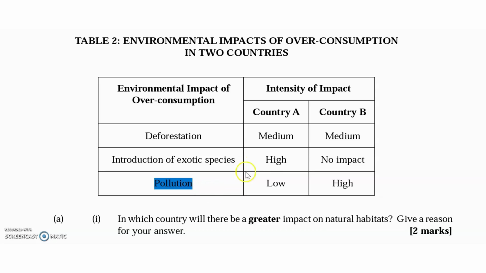Now, class, if we look at country A and country B, let us go down. We are seeing medium for country A, high, and also low. All of these do have an impact. All of the environmental parameters in this regard, that is deforestation, exotic species introduction, and also pollution, all of them have an impact on country A. But for country B, we're actually seeing medium for deforestation, the impact is medium. The introduction of exotic species tantamount to no impact on country B.